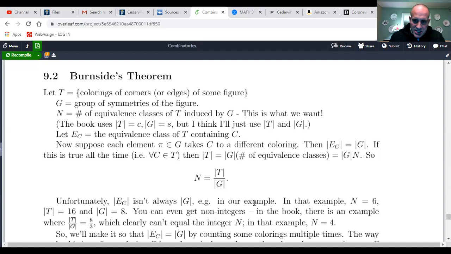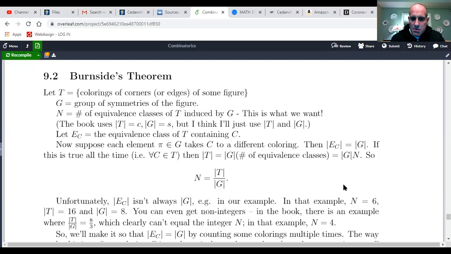In that example that we did earlier, N was 6, right? The number of colorings was 16, and the number of symmetries was 8. And look, if you take T divided by G, the size of T divided by the size of G, you get 2, which is definitely not equal to 6, okay?